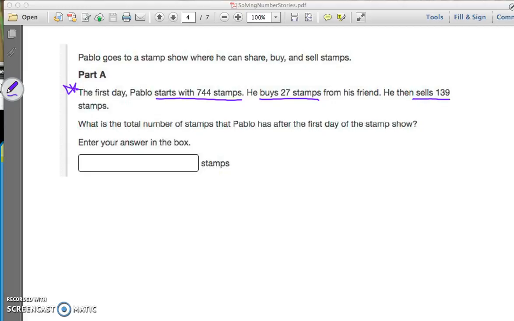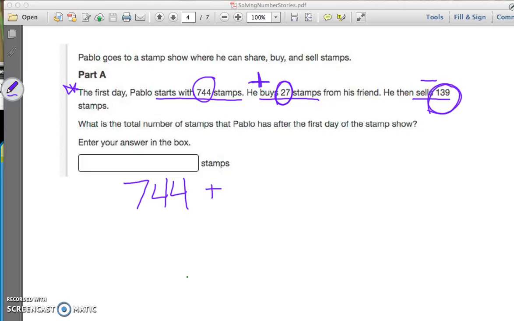So if I was a third grader, I would need to think, well, if I'm buying and selling things, I usually do that at the store. Buying would mean that I'm adding to what I have, and selling would mean that I'm taking away from what I have. So Pablo already has a certain amount of stamps, and that's 744. He's buying 27 stamps, and he's getting rid of or selling 139. So this is where we're understanding what operation to perform. Okay, we can go ahead and start to write down the same information now as an equation.